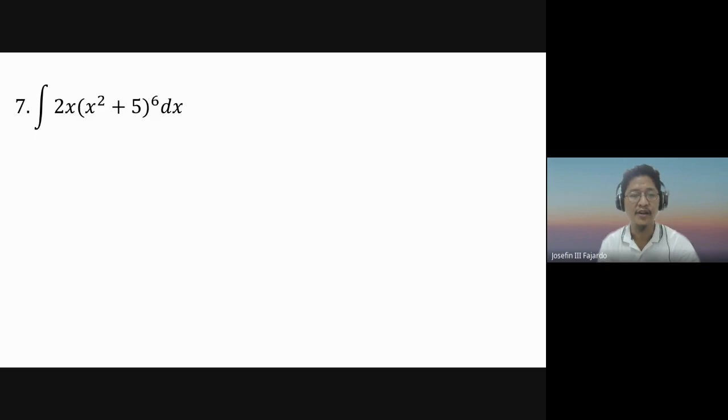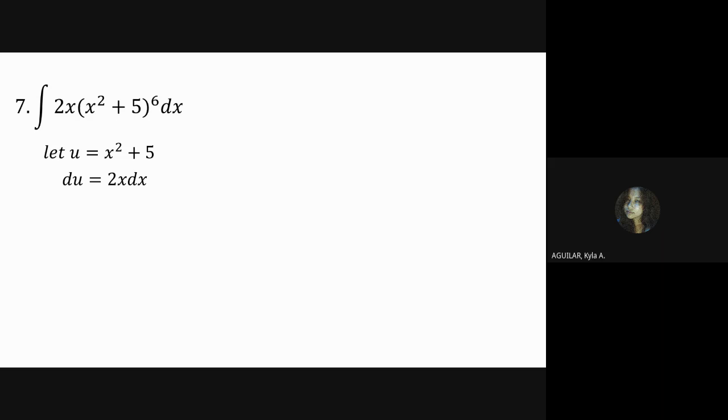Okay, so how do we do that? In this case, we can use substitution method. Notice if I let yung base ng ating exponent to be u again, and then I get the derivative, ang derivative ng x squared ay 2x lang, di ba? And then derivative of 5 is 0, so we have here. Okay, this will be the result. Malinaw? Opo, sir.